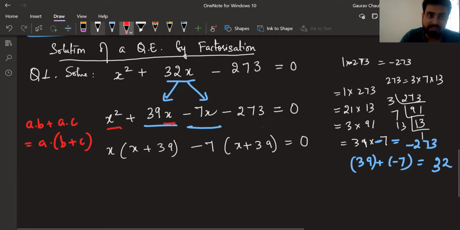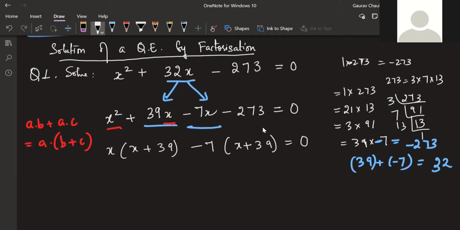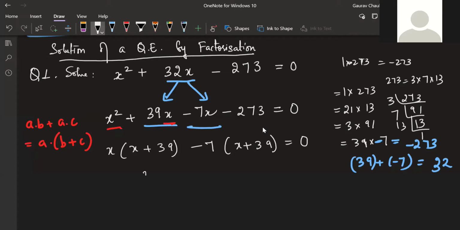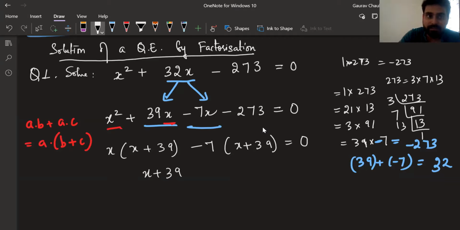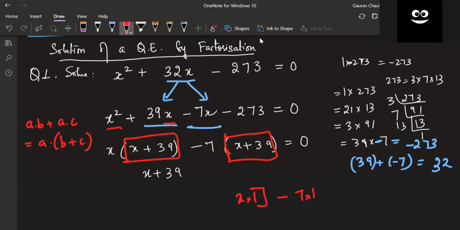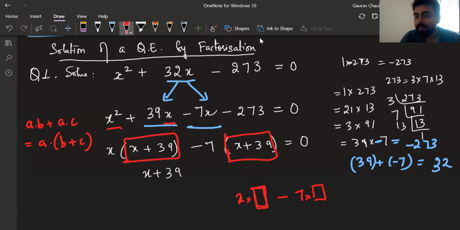Now what was the next step? Bindu, can you tell me what will come? Now we can factor out that expression, sir, which is x plus 39. X plus 39 is common, right? Yes, sir. So you see this box x plus 39 is common. It is basically x into box minus 7 into box. So I can take the box outside and then I will get what? X minus 7 in the bracket. That's what I'm going to do now. So take the box outside, Bindu.